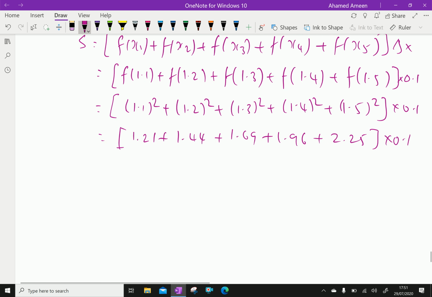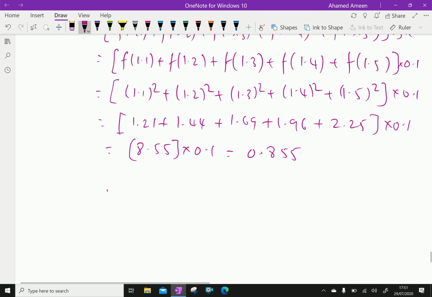Now adding everything inside the bracket gives 8.55, multiplied by 0.1, which equals 0.855. Therefore, the integral from 1 to 1.5 of x squared dx is equal to 0.855.